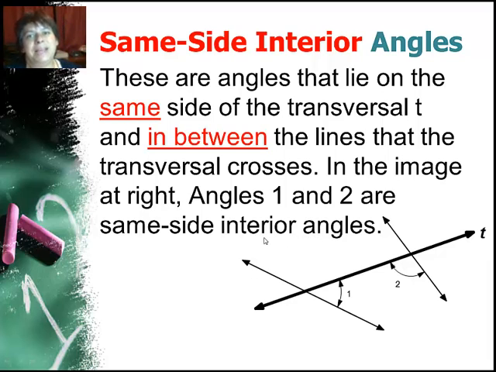Now we have same side interior angles. Well, just like before, interior is still between the 2 lines, but instead of alternating on the transversal, we stay on the same side. In this case, we're staying below the transversal. And you can see angle 1 and angle 2 are both below the transversal, and it's between the two lines.